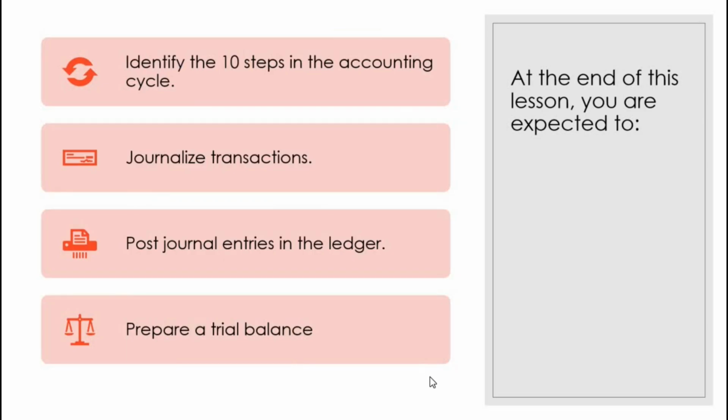So at the end of this lesson, you're expected to first identify the 10 steps in the accounting cycle. Second is to journalize transactions. Third is to post journal entries to the ledger. And then the last one is to prepare a trial balance.